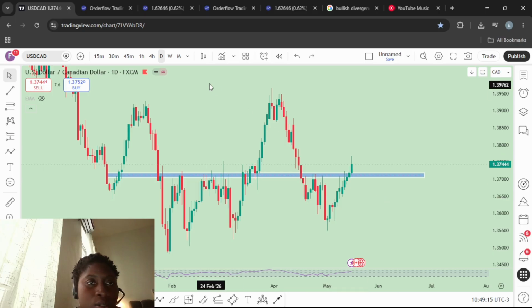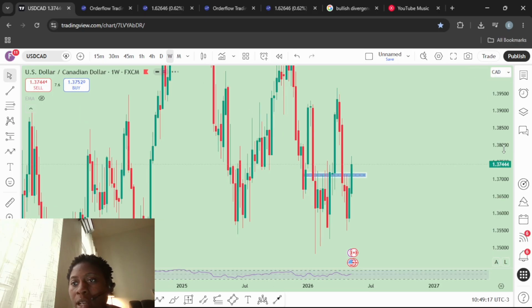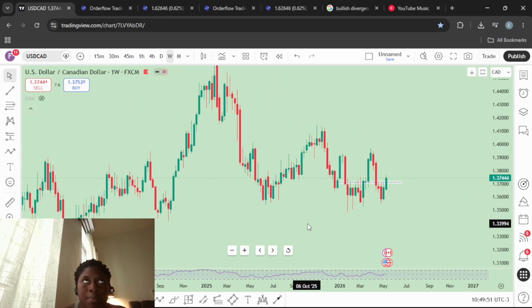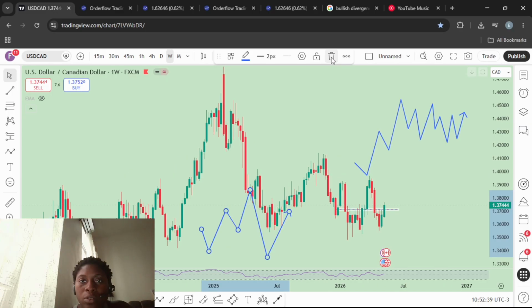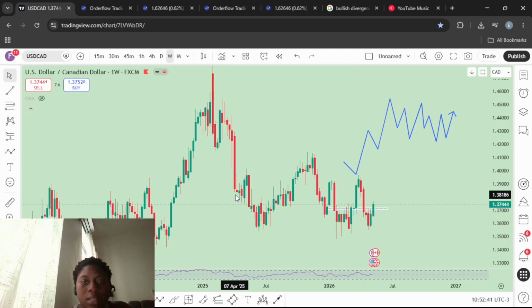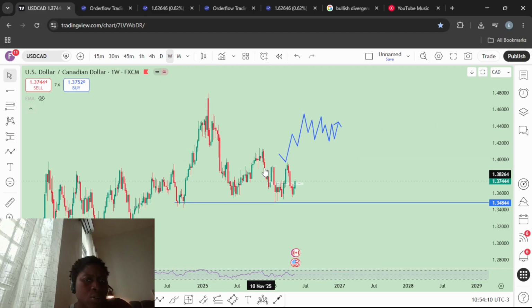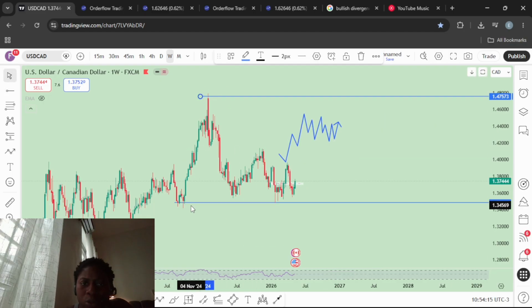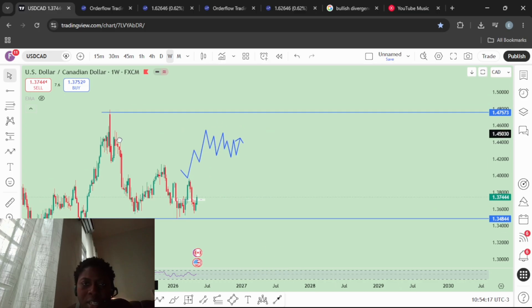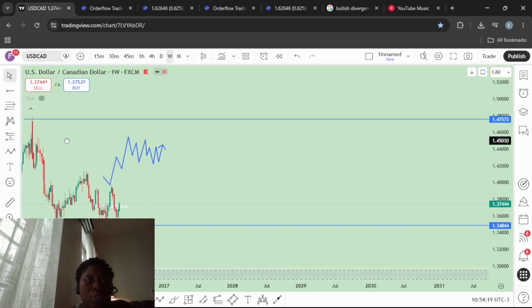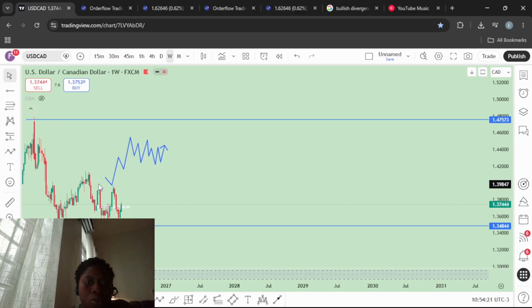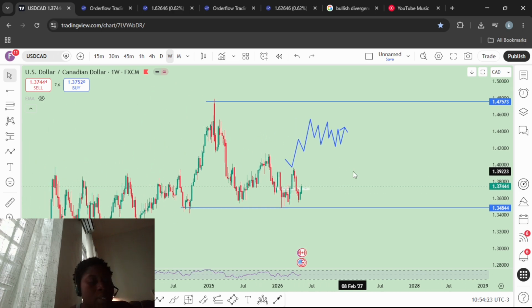So this is USD CAD. Right, let's analyze this chart. It's not every time I trade that I look at the directional bias. For me, I would say this is an uptrend. Price now started stalling in between the swing high and the swing low. So this is the range that price is currently trading. So you have to look for the opportunity within that range.